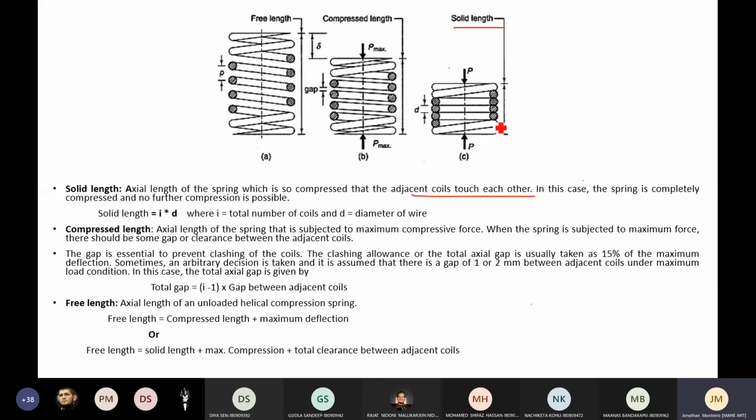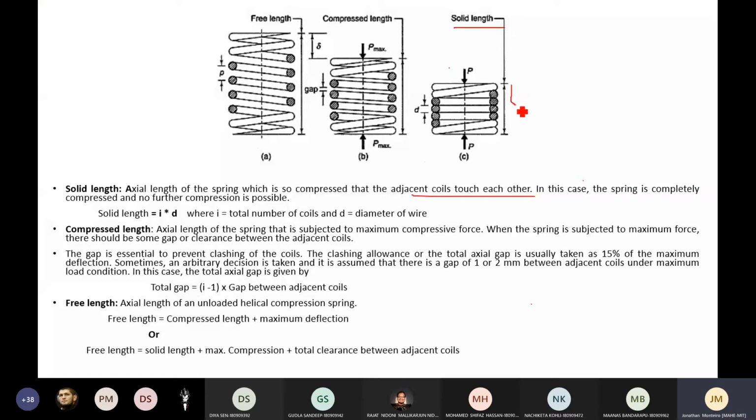The moment it touches each other, we call it the solid length, because this will no longer behave as a spring later on. Any further increase of the load, it is simply a metal block sitting over there, because there is no action. Only when you remove the load will the spring action start. So that is why it is called a solid length. The spring is completely compressed.